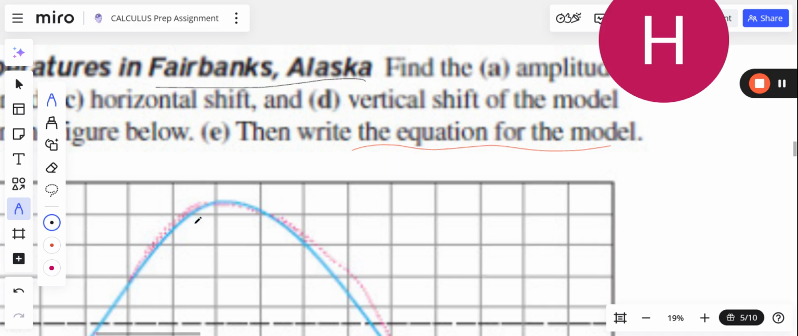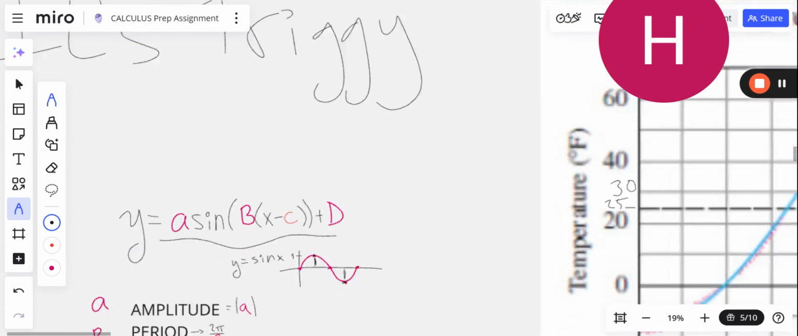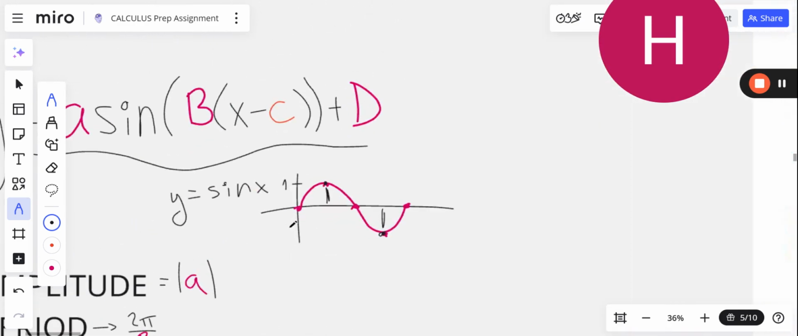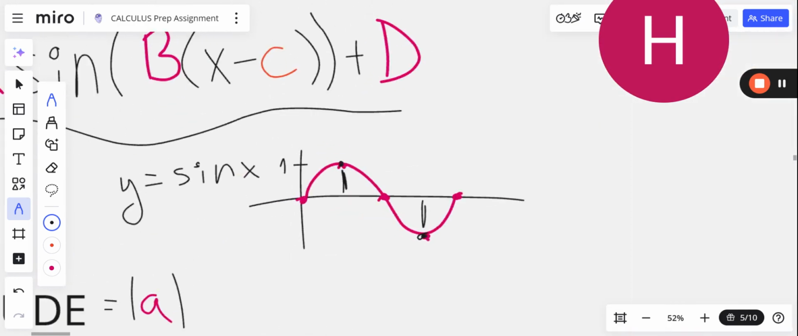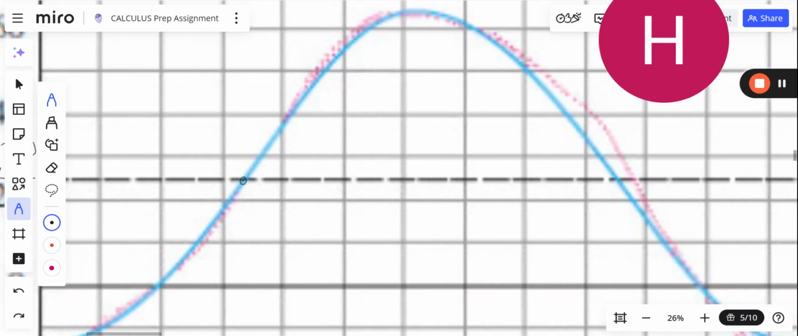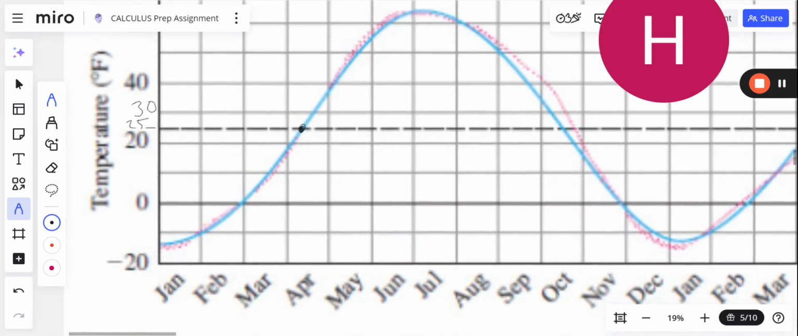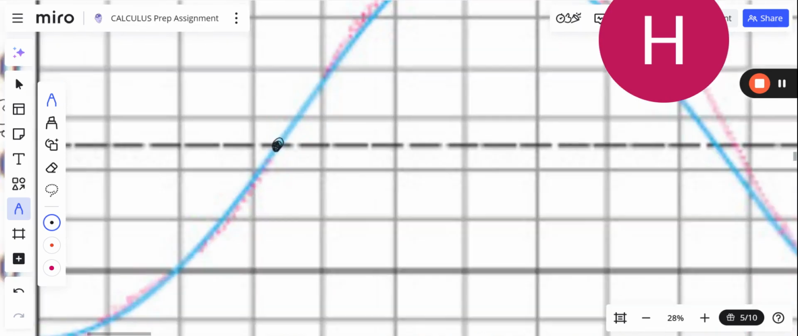Now let's find the horizontal shift. Well, I mentioned that sine starts at the midline. So it normally starts at 0, 0. We want to look at where it hits the midline. So this is a place where we can start it. And that would be, here's February, here's March, here's April. That would be, say, April 10th.